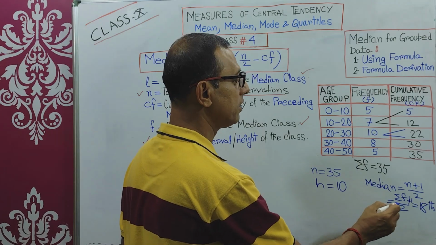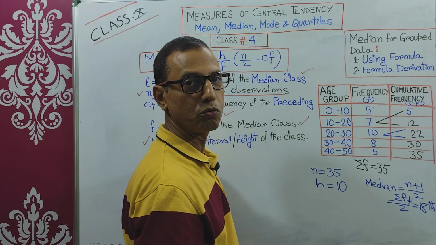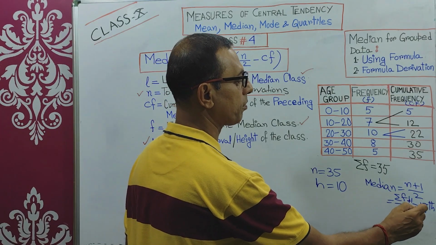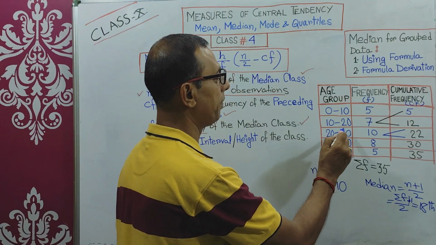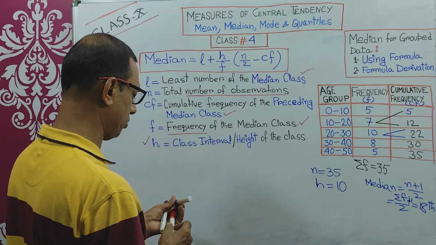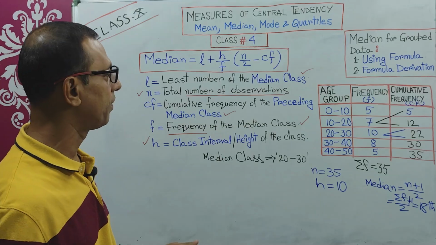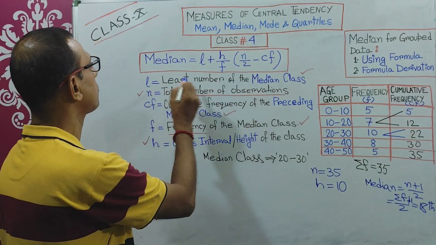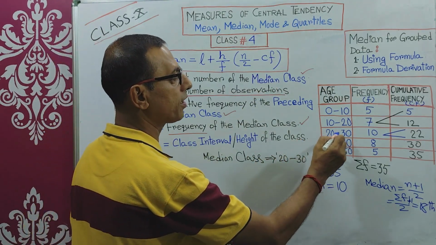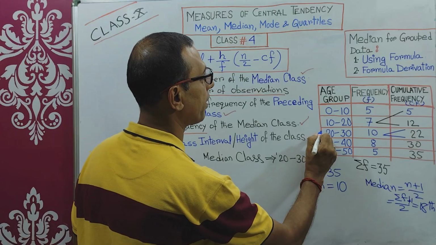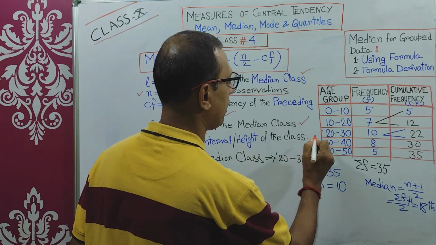Median class means the group to which the median belongs. Here you find the position of the median, and it belongs to the 20 to 30 age group. So this is the median class. Here the median class is 20 to 30. Once you have determined it, you can find these values. L is the least number of the median class. So in the 20 to 30 median class, L is 20. So L equals 20.